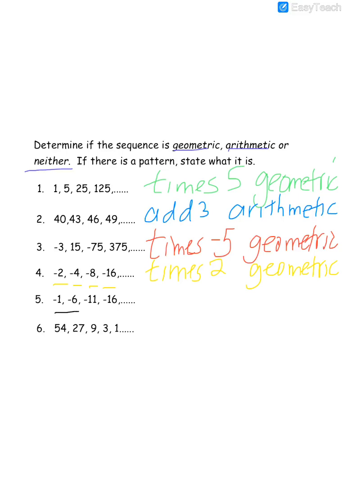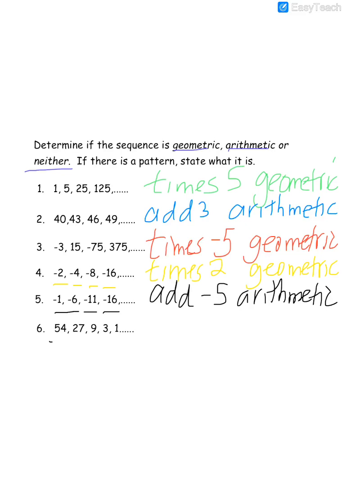-1 to -6 to -11 to -16. So I am not timesing to do this because it doesn't work from -6 to -11. So let's see, could I be adding or subtracting? Take either. I'm going to go add -5. I could be subtracting 5, but I like to use the words add and times. So this makes this an arithmetic sequence.